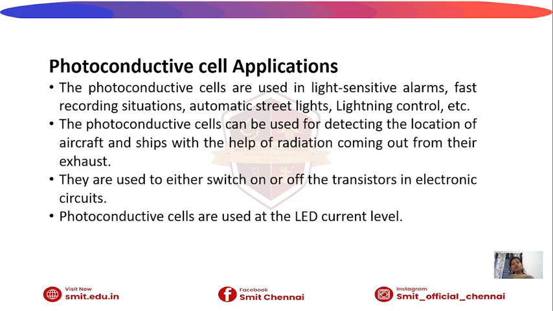They are also used to either switch on or off a transistor in an electronic circuit. This is the simple one. Next, photoconductive cells are used at the LED current level. To check the LED current level, we also use the photoconductive cell. So this is the common type of light sensor.